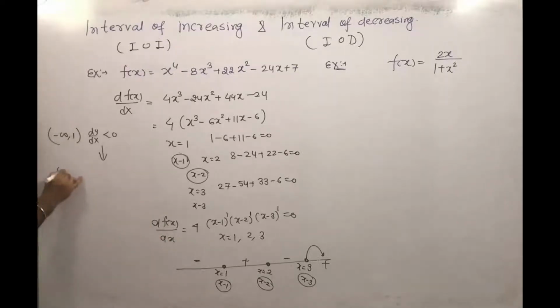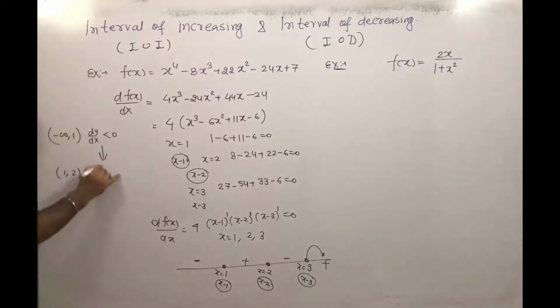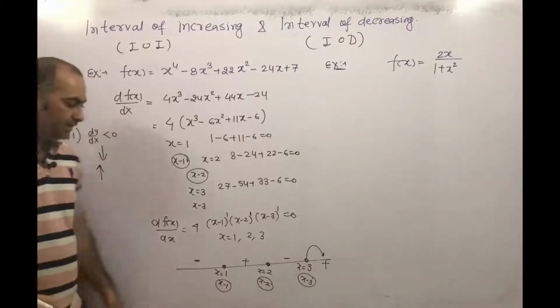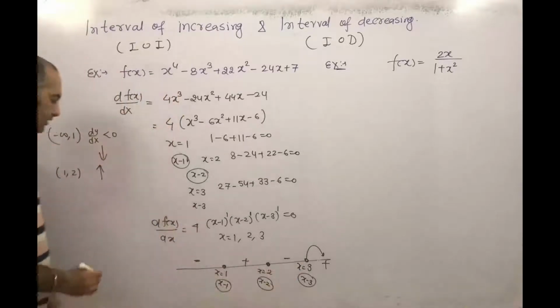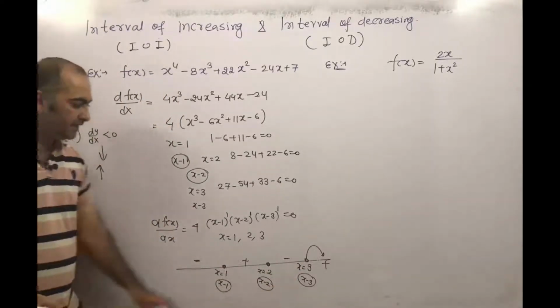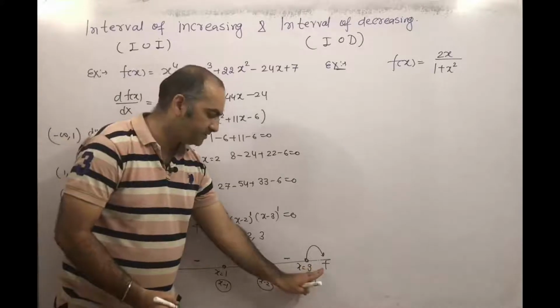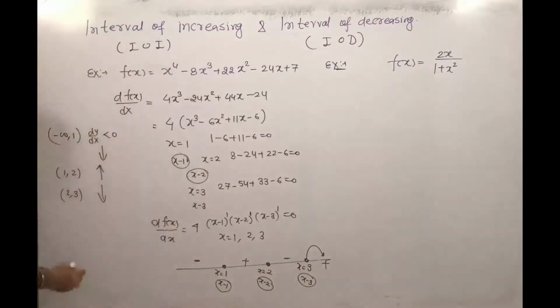Then from 1 to 2, you can see dy by dx is positive. So here it is increasing. And if I take 2 to 3 and check, dy by dx is negative. So here it will be decreasing. And from 3 to infinity, dy by dx is positive, so we can say here it is increasing.